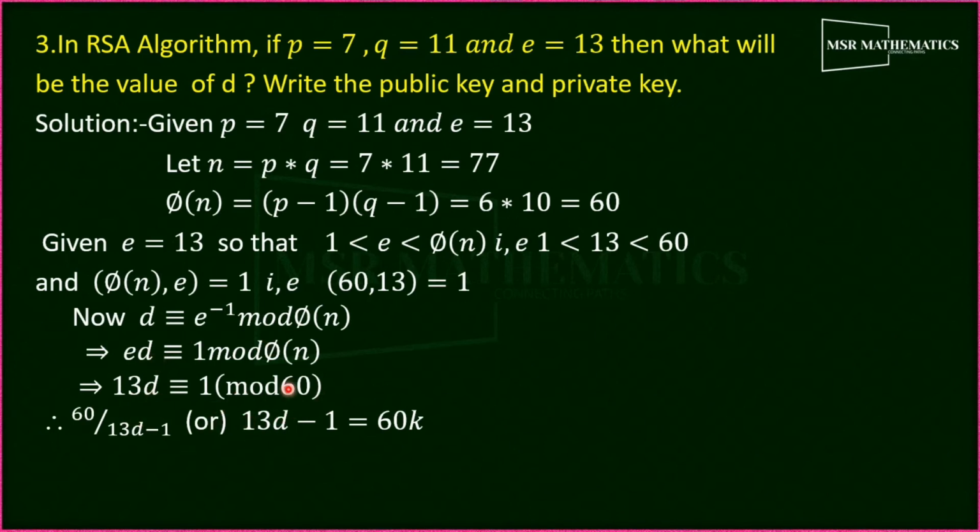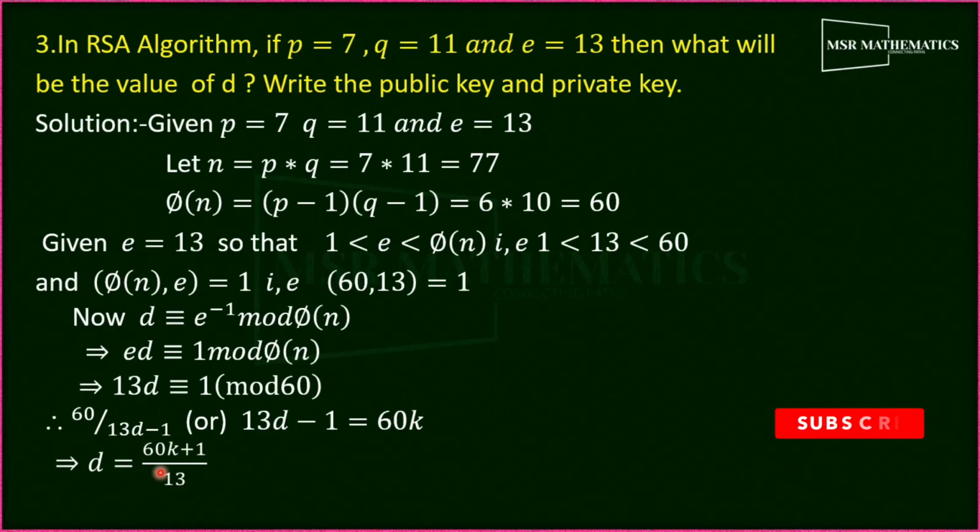With the help of the congruency definition we can write this as 60 divides 13D minus 1, or we can take 13D minus 1 as 60 into some integer k. So we have to obtain the D value. Next, take the minus 1 to the right hand side and 13 goes to the denominator. We get D value as 60k plus 1 divided by 13.